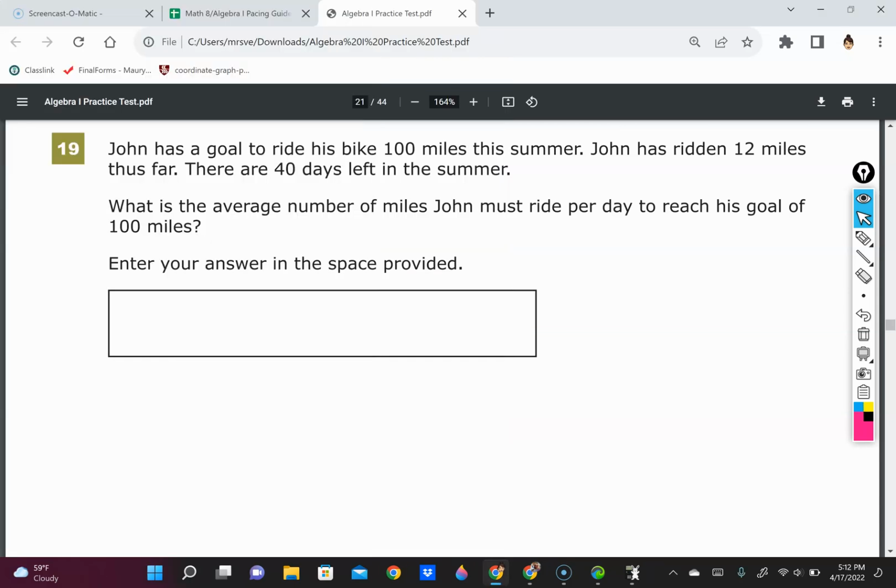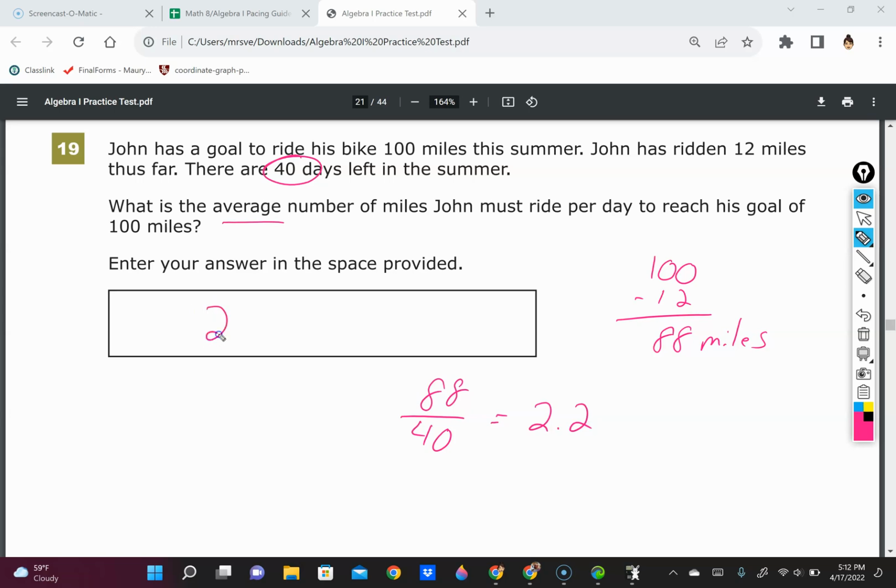Number 19, John has a goal to ride his bike 100 miles this summer. John has ridden 12 miles thus far. There are 40 days left in the summer. What is the average number of miles John must ride each day to reach his goal of 100 miles? Well, he has 100 miles. He's already ridden 12, so he's got 88 miles left to go. So there's 40 days left, so 88 divided by 40 is going to give us about 2.2. 2.2 miles each day.